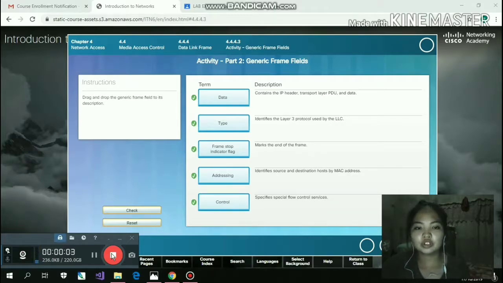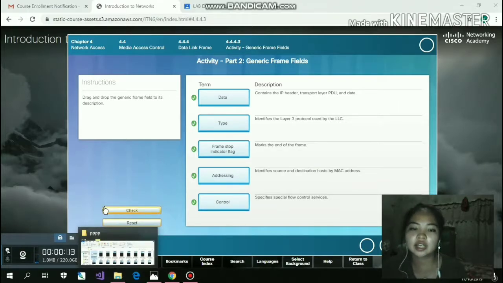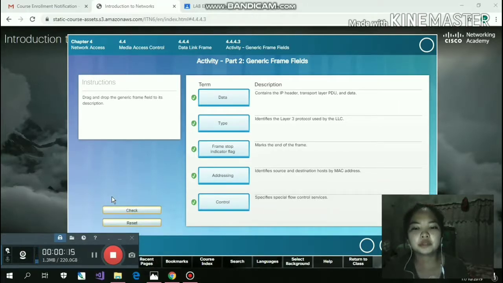Part 2 of the activity is the generic frame field, which I already answered. From the term, data contains the IP header, transport layer PDU and the data. The type identifies layer 3 protocols used by the LLC. The third one is the frame stop or indicator flag, which marks the end of the frame. That is what I've explained in part 1 of the activity. The addressing identifies source and destination host by the MAC address. And the last one is the control, which specifies special flow control services.